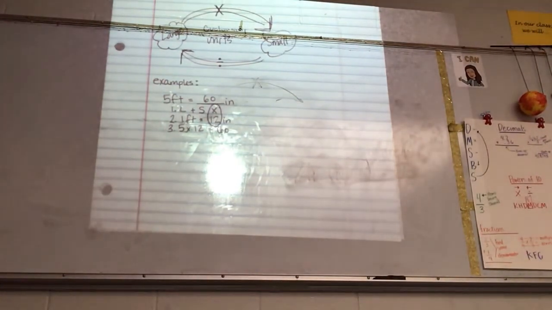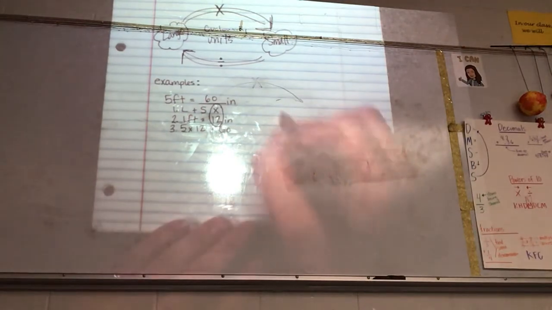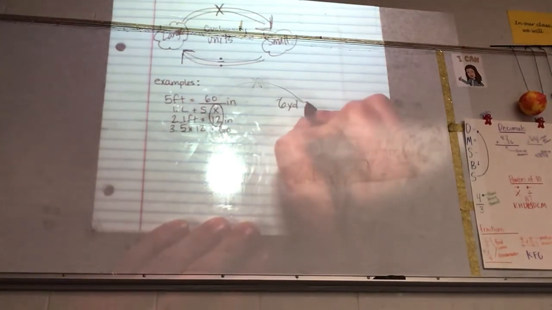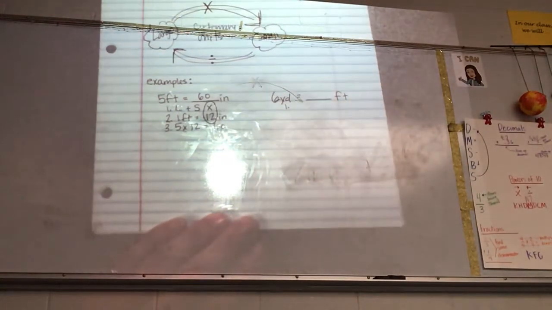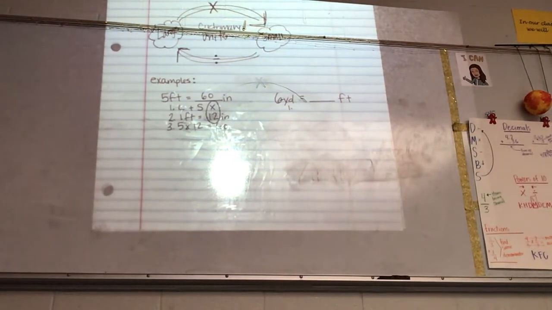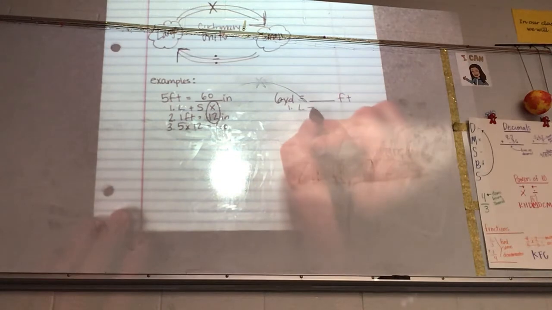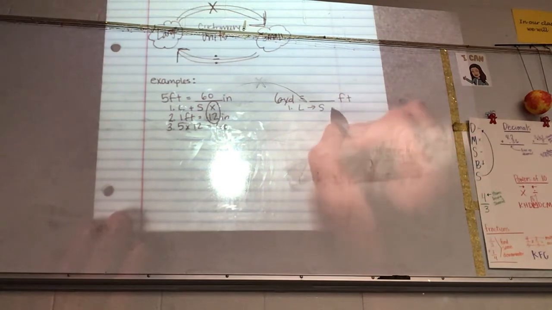Don't yell the answer. Let's do 6 yards equals how many feet? First, we're going to decide what we're doing. We're going from a yard. Think about a yard, all those little white lines, taking it to feet. Are we starting with a larger unit or a smaller unit? Large. We're starting with a large unit and taking it to small. If I'm going from large to small, I multiply.